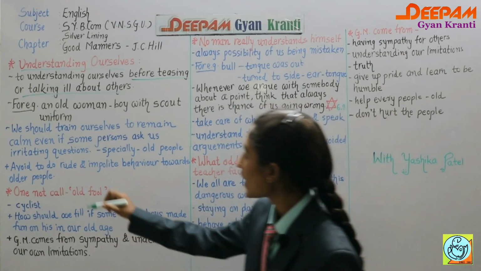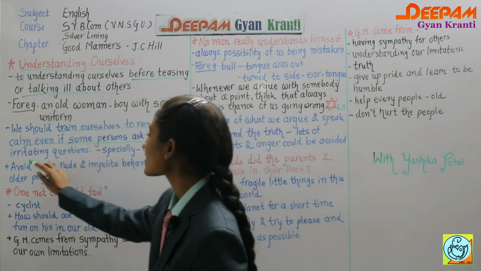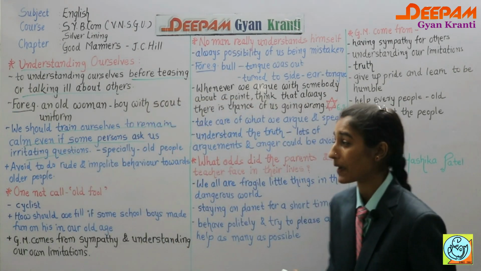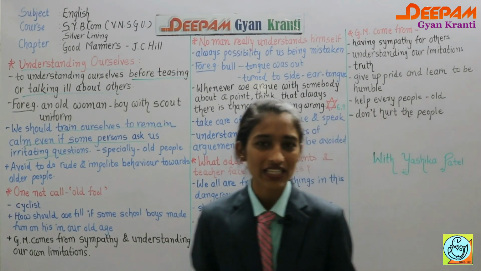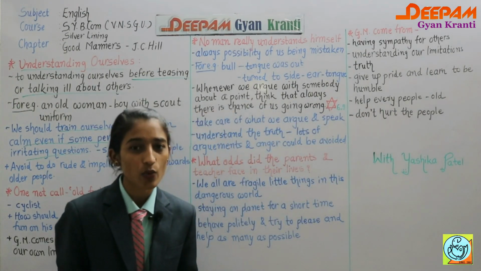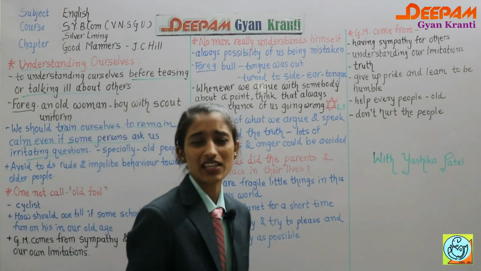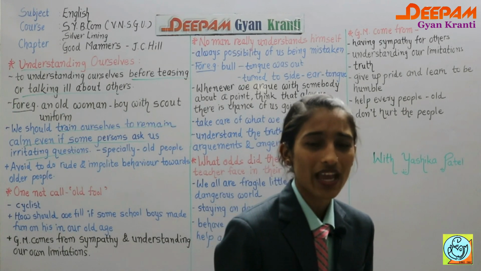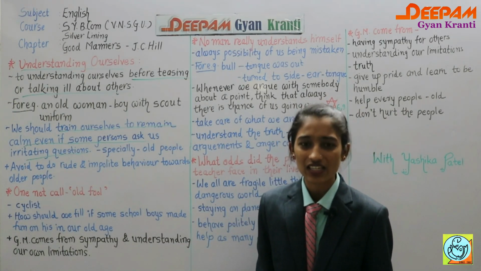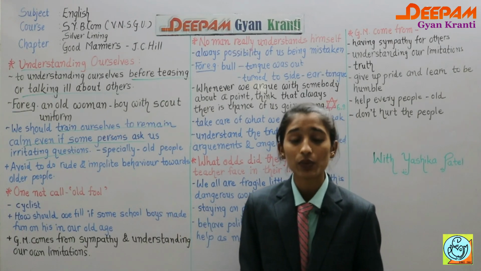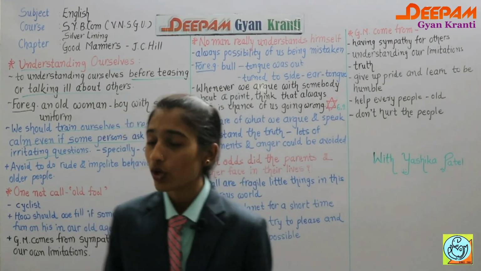We should train ourselves to remain calm even if some person asks us irritating questions, especially the old people. This has happened with us so many times that if anybody asks us a question that is maybe personal or maybe baseless, then we get very irritated. Okay, and we always try to give the answer in a negative way, so that we have to avoid. We have to be calm in any of the conditions, especially with old persons.